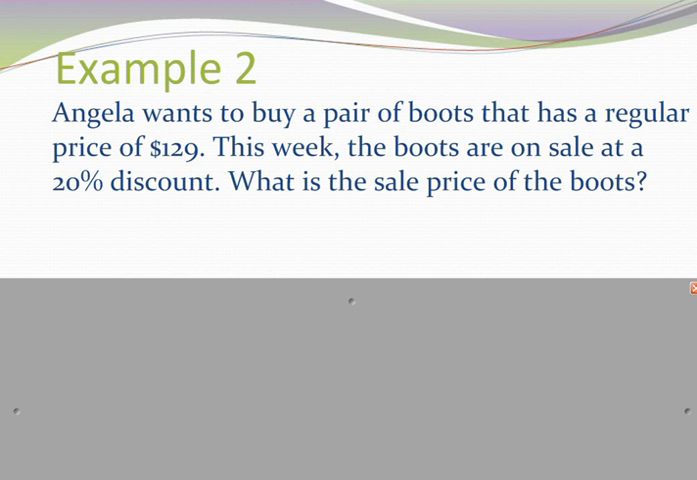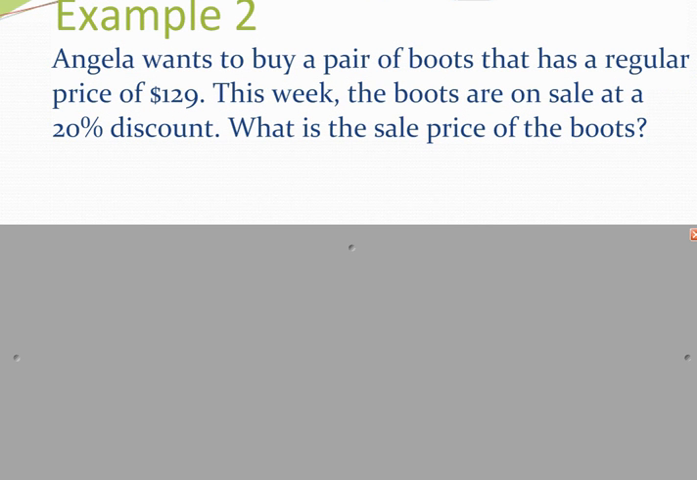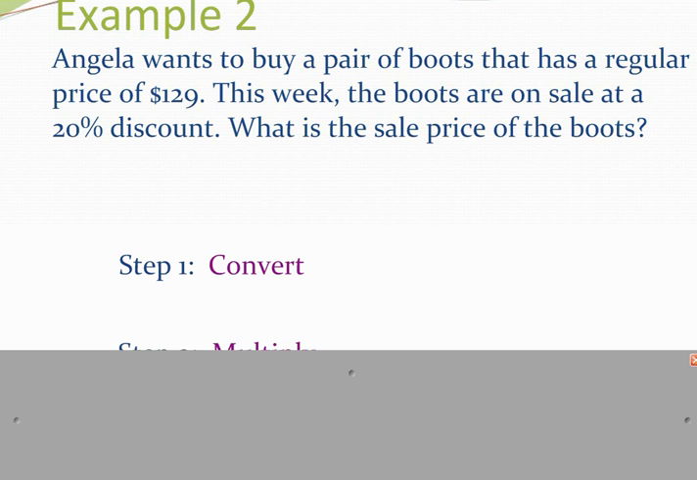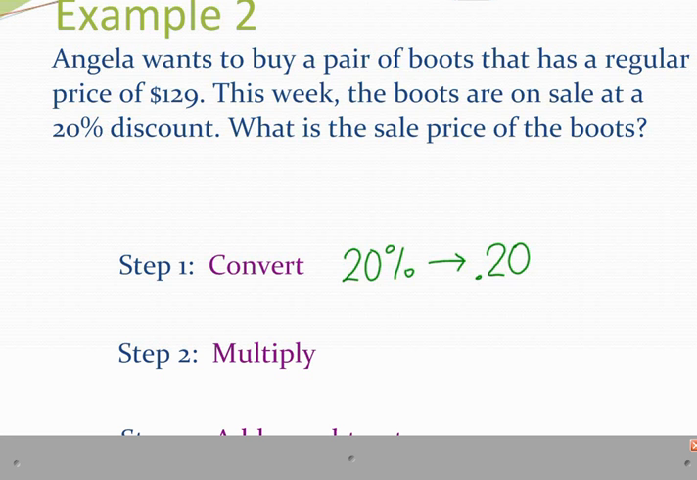Example number 2. Angela wants to buy a pair of boots that has a regular price of $129. This week, the boots are on sale at a 20% discount. What is the sale price for the boots? Step 1, we want to convert. We have 20%. We're going to change that into a decimal. It's the same value, it's just easier to work with than type into a calculator. Step 2, we'd like to multiply. $129, which is how much the boots were, times the 20% to find out how much we're going to be saving. We get $25.80.